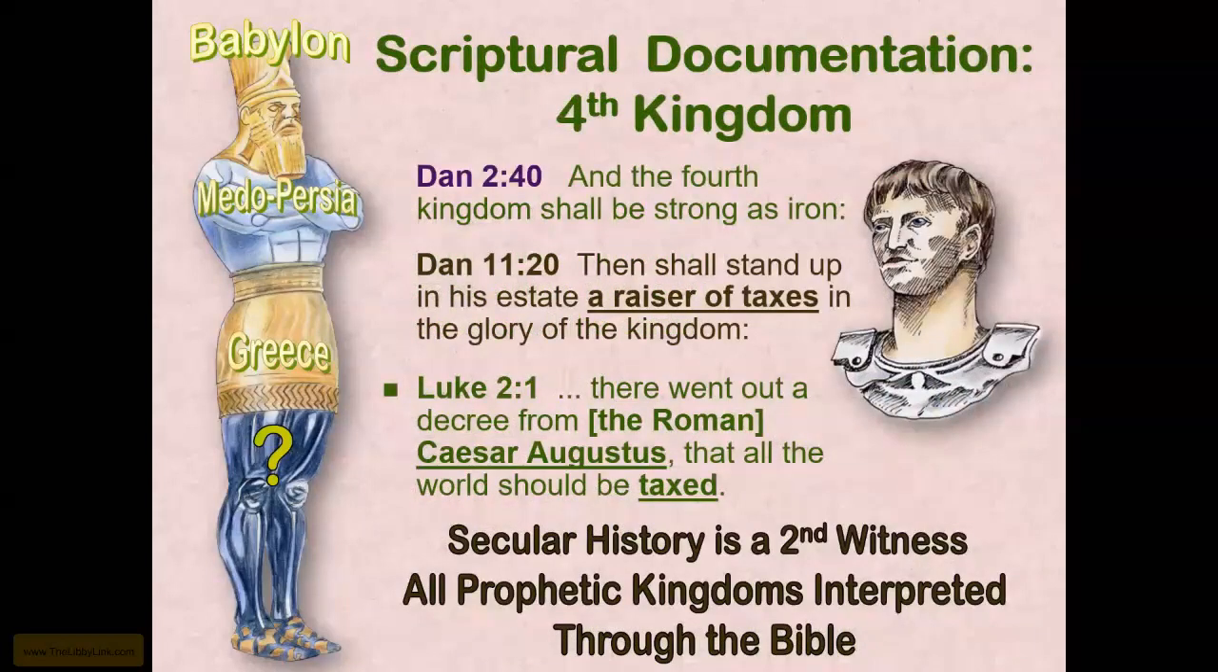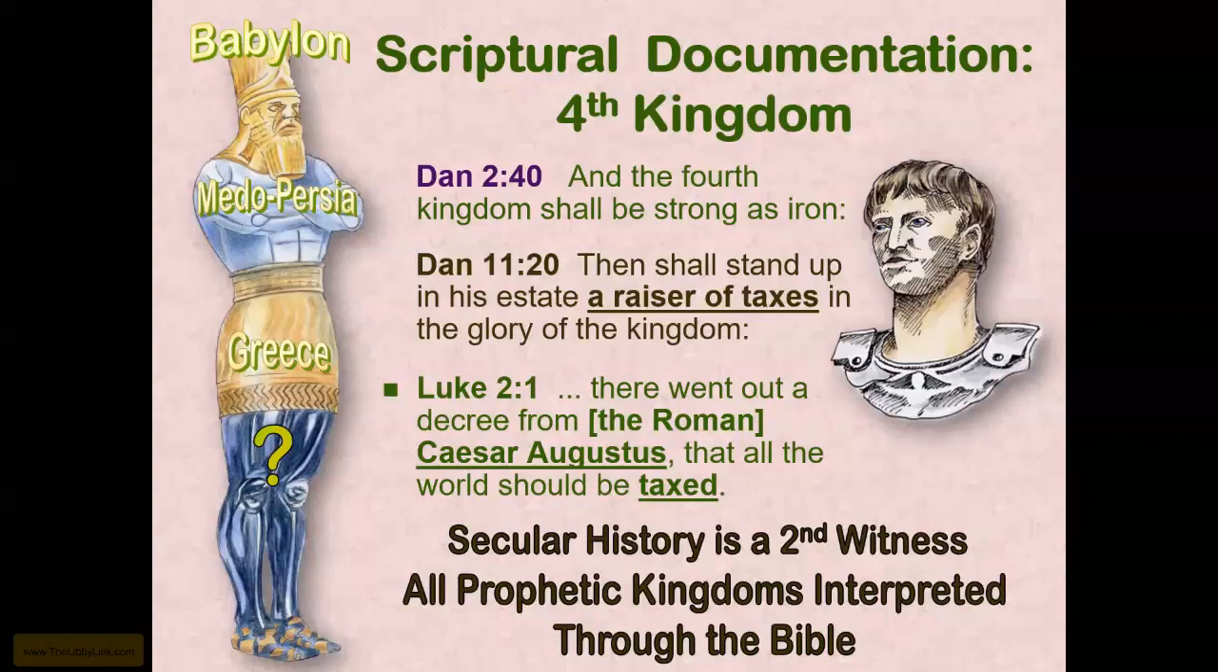And scriptural documentation in the fourth kingdom, please. Daniel 2:40. And the fourth kingdom shall be strong as iron. Daniel 11:20. Then shall stand up in his estate a raiser of taxes in the glory of the kingdom. Luke 2:1. There went out a decree from the Roman Caesar Augustus that all the world should be taxed. Okay, so secular history is a second witness, all prophetic kingdoms interpreted through the Bible.